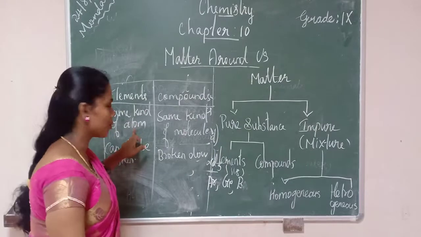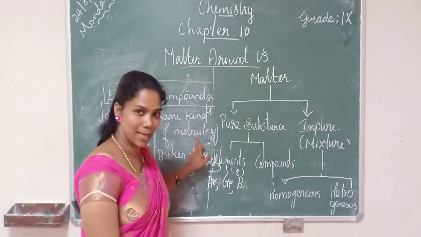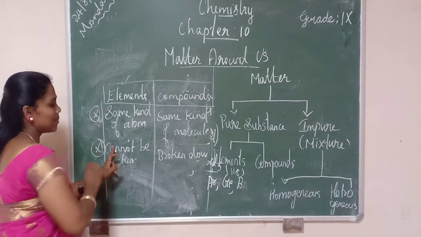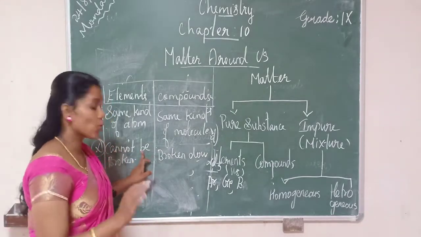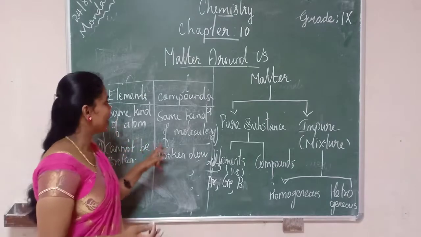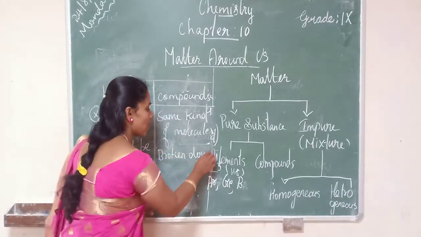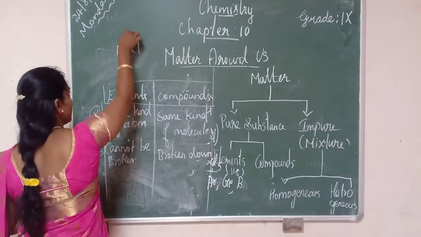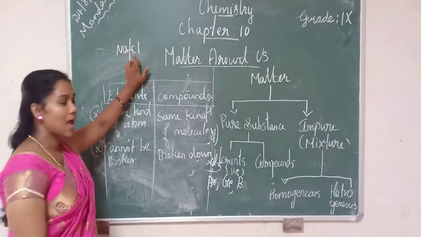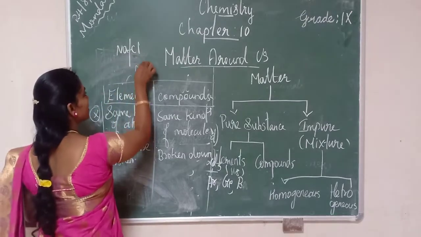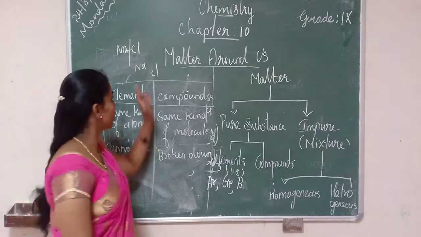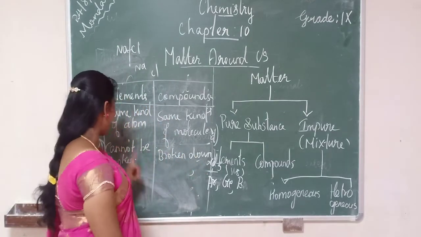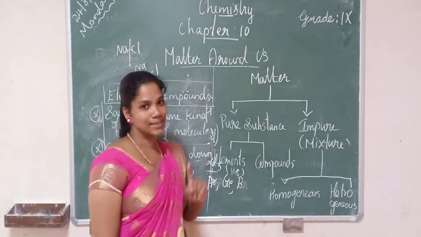So the first point, I hope you understood: same kind of atom, same kind of molecule. The second point: elements cannot be broken down into similar substances. You won't get any new substances from them. But compounds can be broken down into similar substances. For example, sodium chloride: chemically, we can break the bond and it gives its constituent elements, sodium separately and chlorine separately. So sodium chloride can be divided into similar substances, whereas elements cannot be broken down.